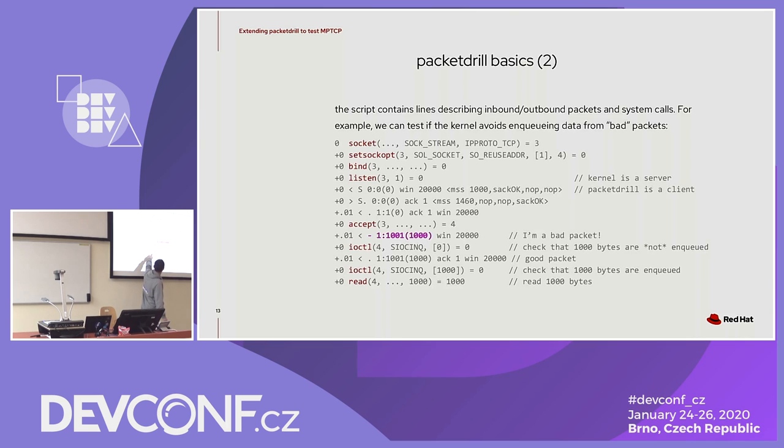Now I repeat the same ioctl to check if there are packets in the queue. So this is the correct way, and now I can read these 1,000 bytes. And the test passes. Yes, it passes.